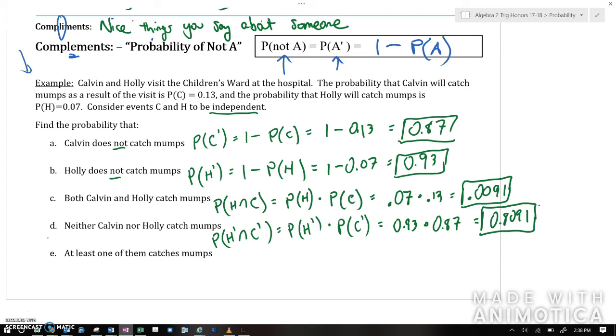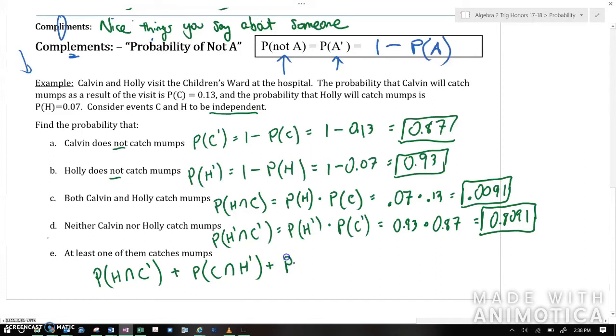And then finally, the probability that at least one of them catches mumps. Well, there's two ways we could calculate this. We could calculate this by finding first the probability that Holly catches mumps and Calvin does not, plus the probability that Calvin catches mumps and Holly does not, plus the probability that both Holly and Calvin catch mumps. But that would require us to have calculated all three of those. So far we've only calculated one, and then add them together.